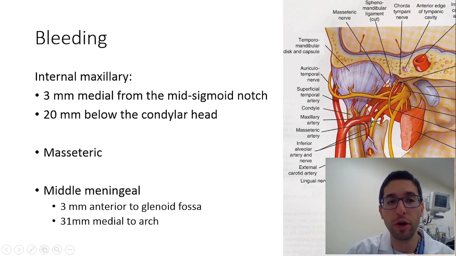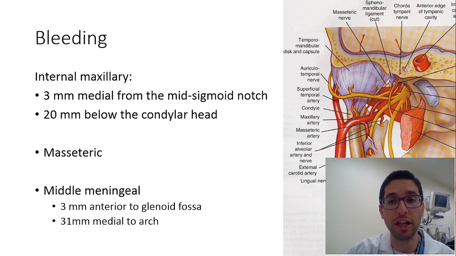And here's an important number to know. It's 20 millimeters from the condylar head. So from the condylar head down to the IMAX is about 20 millimeters. That's obviously very important, because anytime we do a condylectomy or a TMJ replacement, we're going to be cutting off the condyle, and you could be concerned about cutting through the IMAX. In fact, some people are so concerned that they'll send the patient to IR pre-surgery to have the artery coiled.